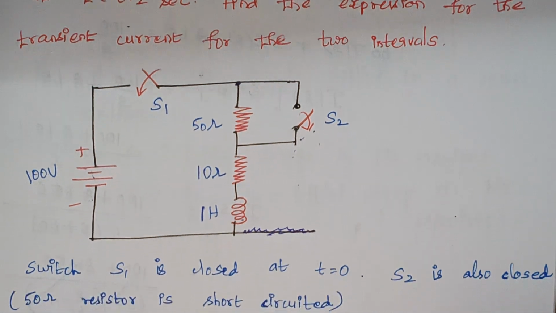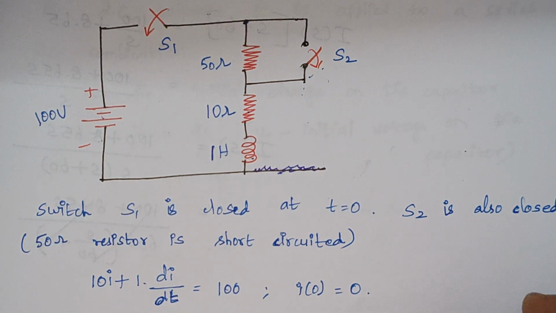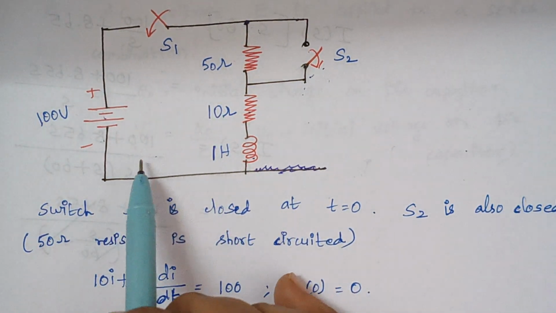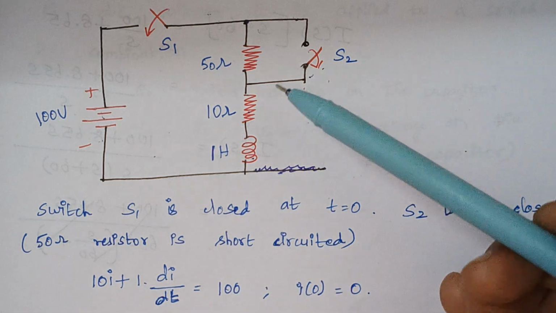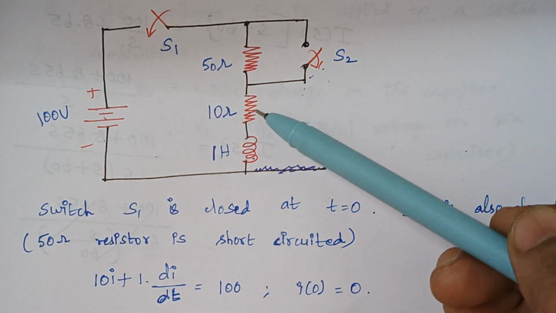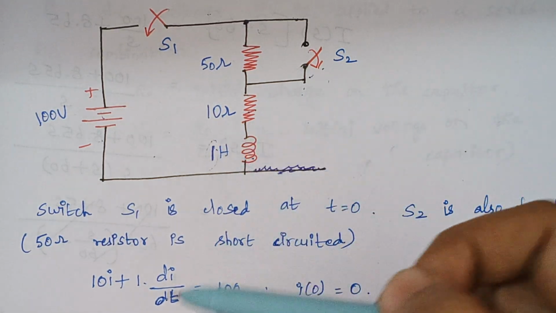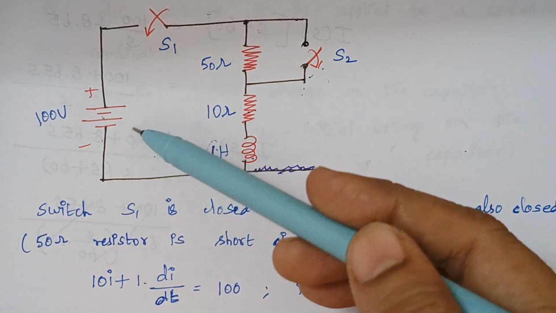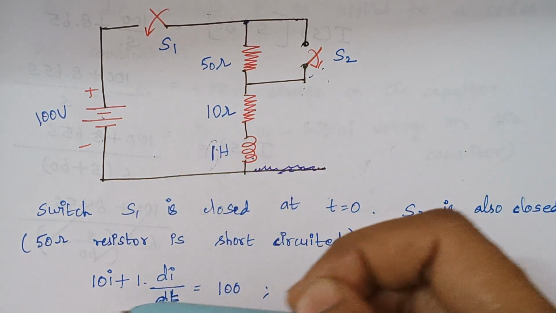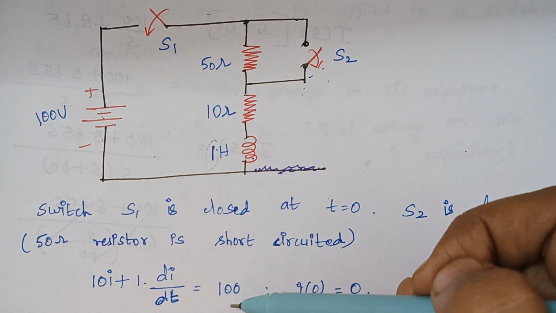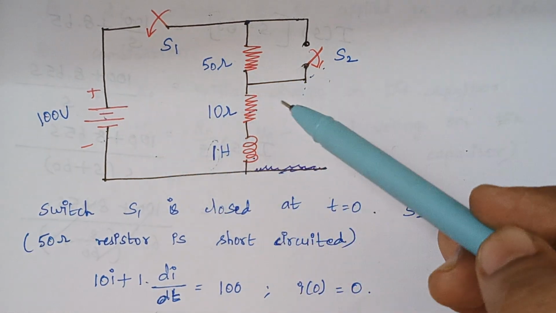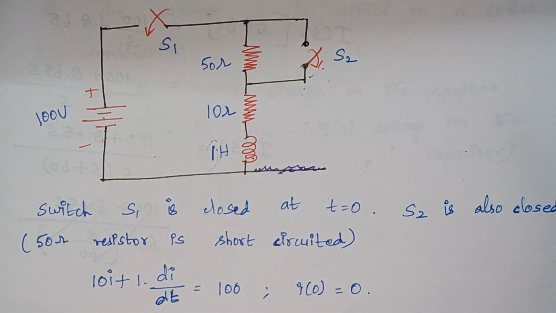While writing the expression, let the current be i of t. So 10 into i plus L into di by dt. Here the value of L is 1. Therefore 1 into di by dt is equal to 100. This expression is written as per KVL, that is, voltage rise is equal to sum of voltage drops. Initially no energy is stored in the inductor, that is the reason i of 0 is equal to 0.